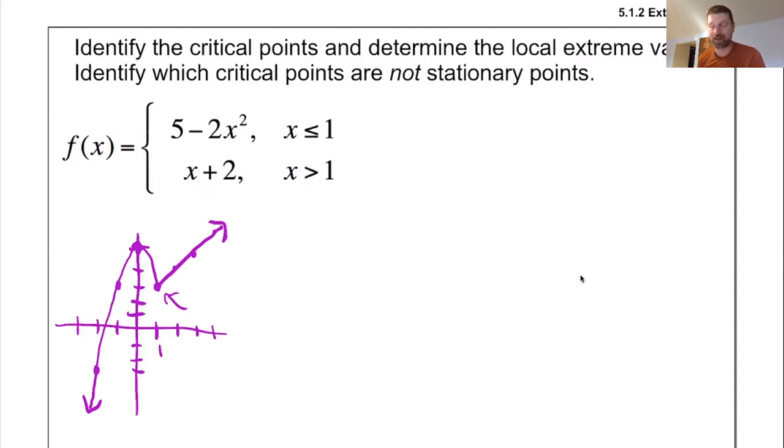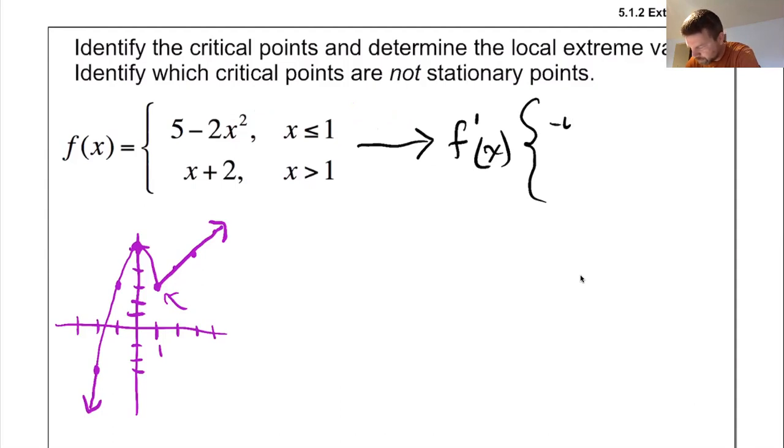I could have done this analytically by finding the slope of this one and the slope of that one at 1. And I would have clearly seen that the slopes were different. So I didn't need to graph it, but graphing it can be really nice. So the derivative would be equal to -4x whenever x is less than or equal to 1, and it'd be equal to 1 whenever x is greater than 1.